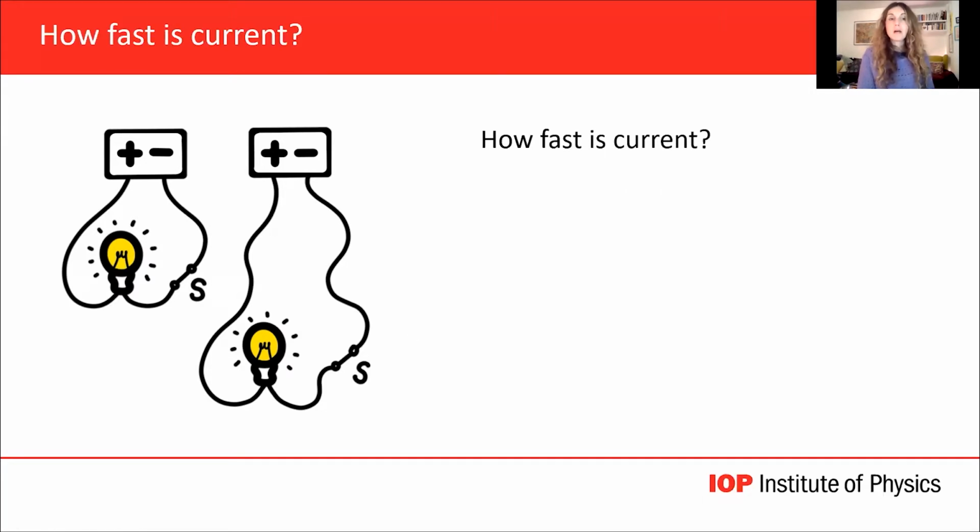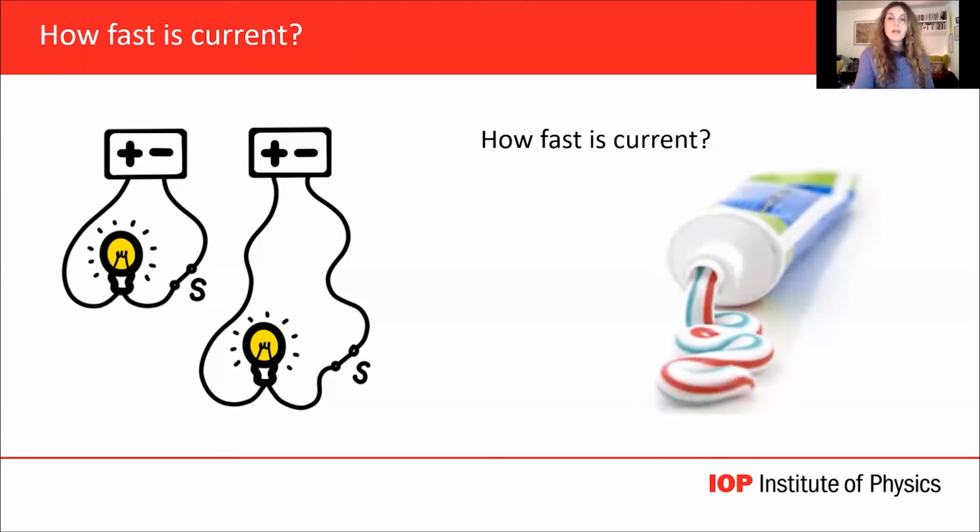Again, you could gather students' thoughts using mini whiteboards, and typically they will opt for the current moving very fast because they would have experienced in this example that when you close the switch, the lamps come on immediately. However, this isn't the case, and here is quite an effective model to address this misunderstanding.